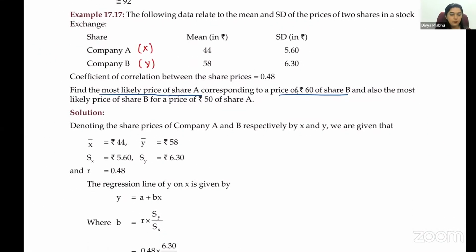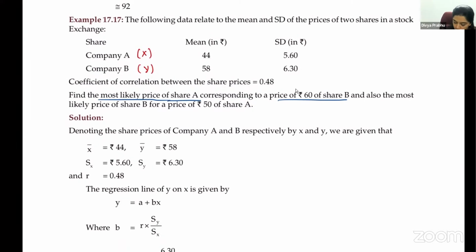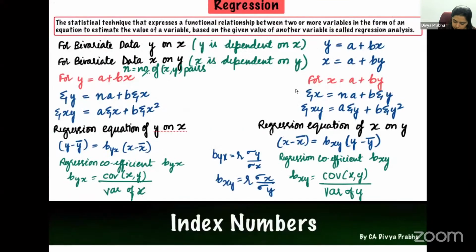So you can see here example number 17.17. The following data relate to the mean and standard deviation of the prices of two shares in a stock exchange. Okay. One is company A, company B is given. I'm taking company A as X, company B as Y. So mean is given, SD is given. Coefficient of correlation between the share prices is given, which is 0.48. What is this? This is rxy. rxy is equal to 0.48, which is what I have written here.